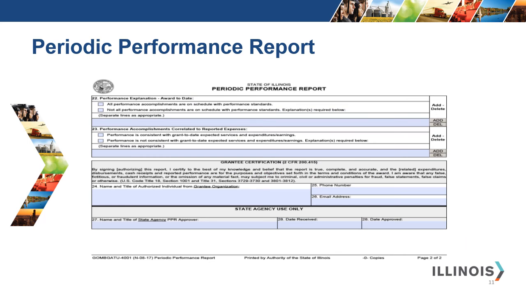On page 2 of the PPR, please complete cell 22 and cell 23. The PPR needs to be signed by the authorized official or the designee as indicated in the grant agreement. Please reach out to your grant manager if you have any questions or problems completing these forms.